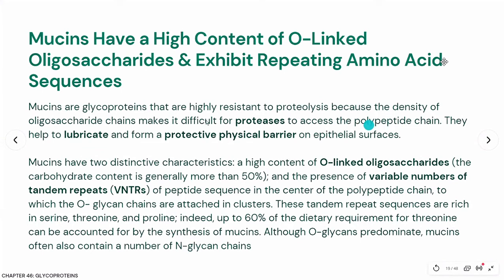So, they help to lubricate and form a protective physical barrier on epithelial surfaces like the inner surface of the stomach and intestine. Now remember that enzymes that go into the stomach and intestines are very powerful enzymes that can digest the protein. It's proteases.